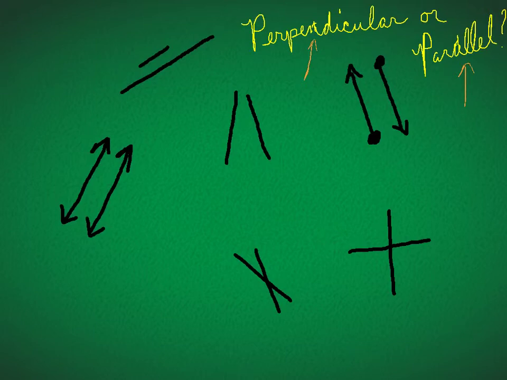Right here, our first one, we have two rays. We have an end point here, and it goes in one direction forever. We have an end point on one side, it goes in one direction forever on that side. Notice between these, equal distance apart. They never get any closer, never any farther apart. These would be parallel to each other.